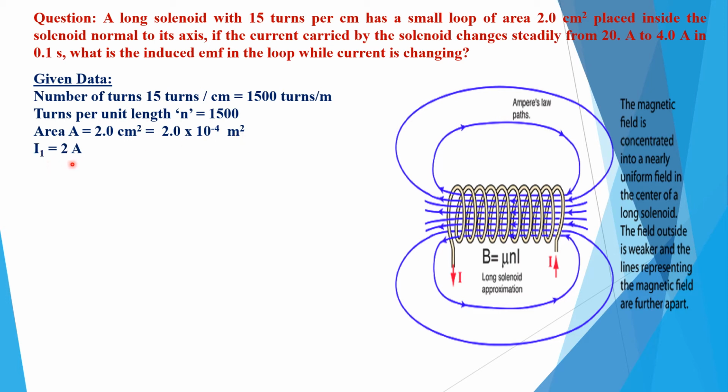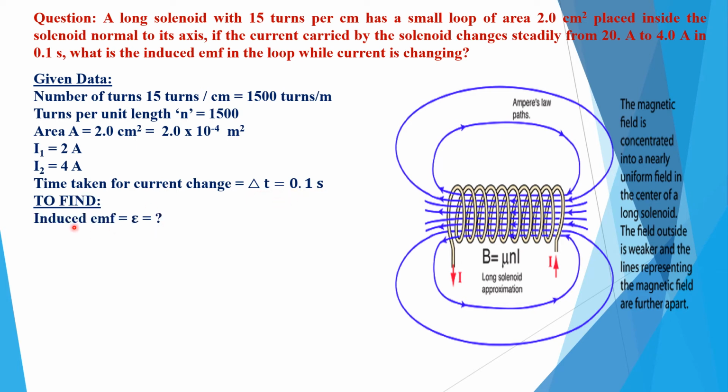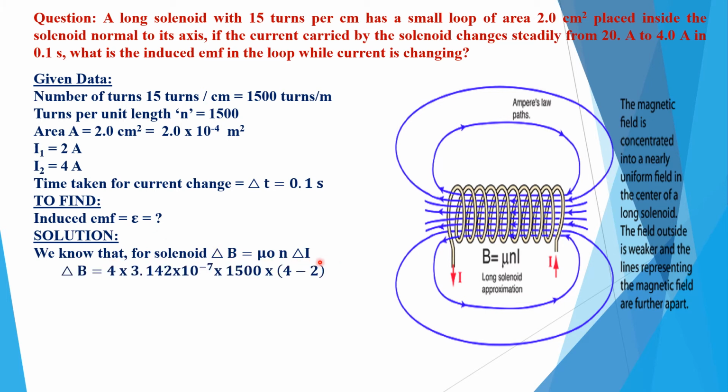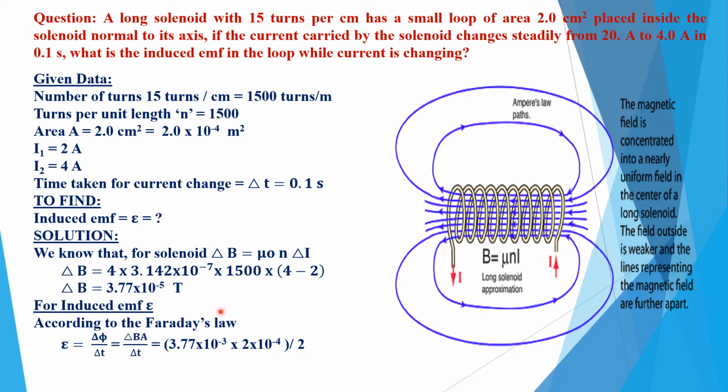I1 is equal to 2 ampere and the final current I2 is equal to 4 ampere. Time taken for the current change, delta T, is equal to 0.1 second. We need to calculate the induced EMF. We know that for a solenoid delta B is equal to mu naught n delta I. Putting all the values, we get delta B equal to 3.77 exponent minus 5 Tesla. For induced EMF, according to Faraday's law, the rate of change of magnetic flux is equal to the induced EMF, and flux is equal to BA, and putting all the values, we get induced EMF equal to 7.54 exponent minus 5 volts.